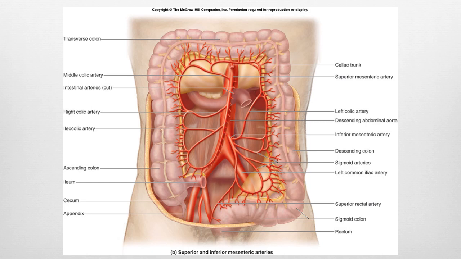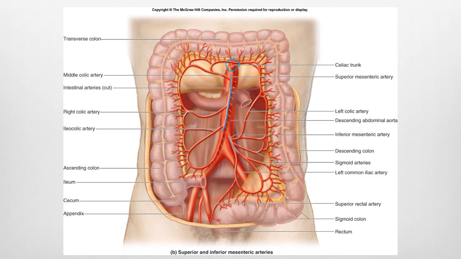The blood supply to the digestive tract runs along and comes out through a couple of different major arteries that come off of the aorta, the first of which being the celiac trunk. And the celiac trunk supplies primarily the stomach and the liver, the spleen. We then have the superior mesenteric artery and the inferior mesenteric artery.